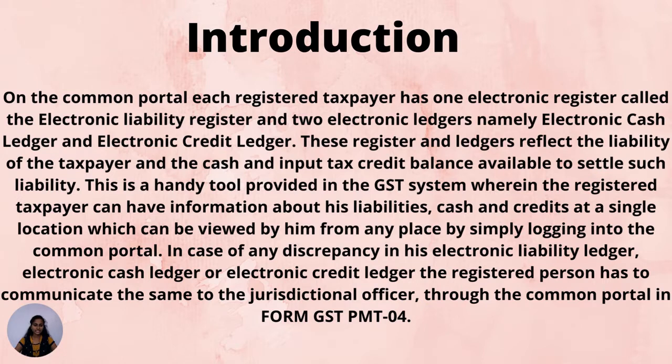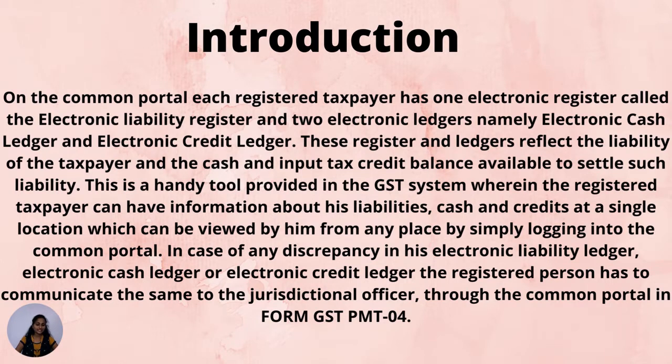On the common portal, each registered taxpayer has one electronic register called the electronic liability ledger and two electronic ledgers, namely the electronic cash ledger and electronic credit ledger. These registers and ledgers reflect the liability of the tax and the cash and input tax credit balance available to settle such liability. This is a handy tool provided in the GST system, wherein the registered taxpayer can have information about his liabilities, cash and credit in a single location, which can be viewed by him from any place by simply logging into the common portal.